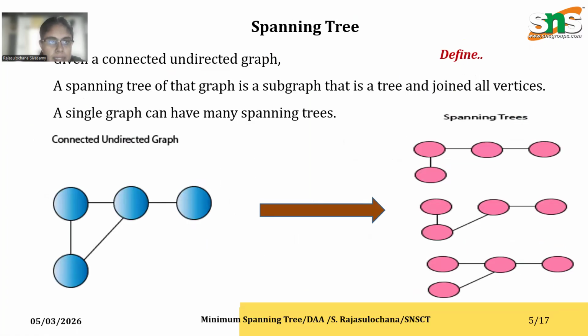So a spanning tree is nothing but a graph. Instead of saying like a graph, I can say a spanning tree is a connected undirected graph. So a spanning tree of a graph is a subgraph that is a tree and joins all the vertices. So the major difference between a spanning tree and a graph is that a spanning tree is also a graph. However, in case of a graph, there may be cycles, but in case of a spanning tree, absolutely there will not be any cycles. So all the vertices in a spanning tree are connected with the minimum number of edges.